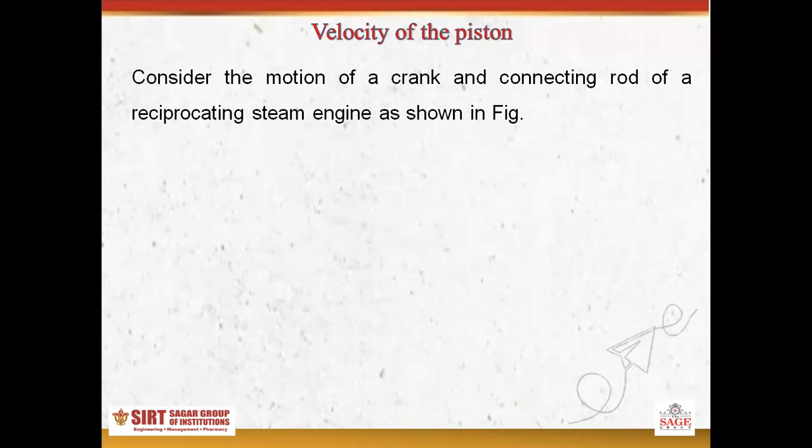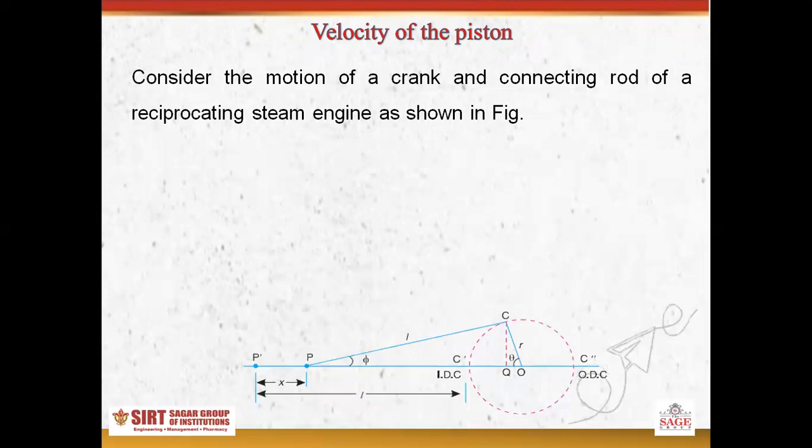So we have to analyze the velocity of the piston with the help of the crank and connecting rod of a reciprocating steam engine. This is the diagram of the crank and connecting rod of the steam engine. Here you can see the crank, the length of the connecting rod, and the velocity of the piston.